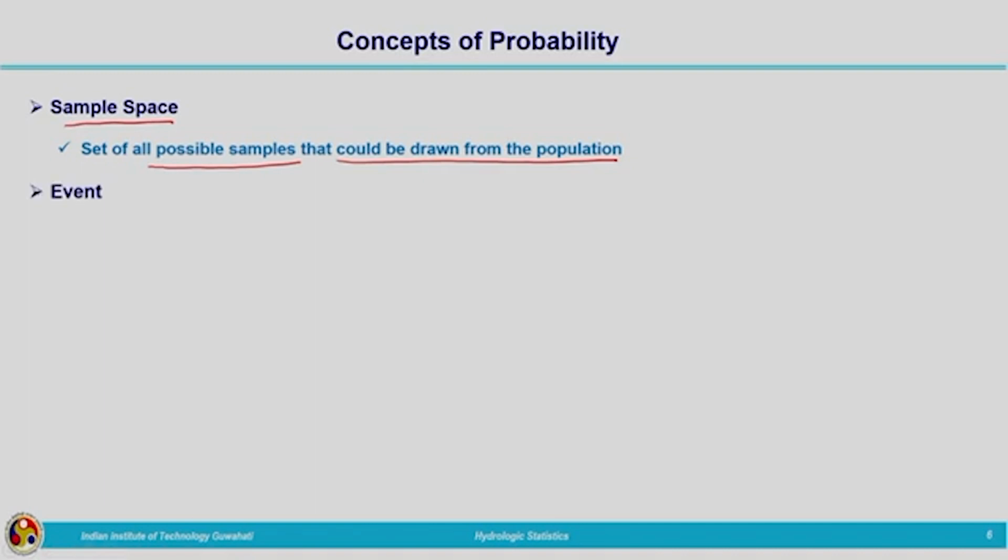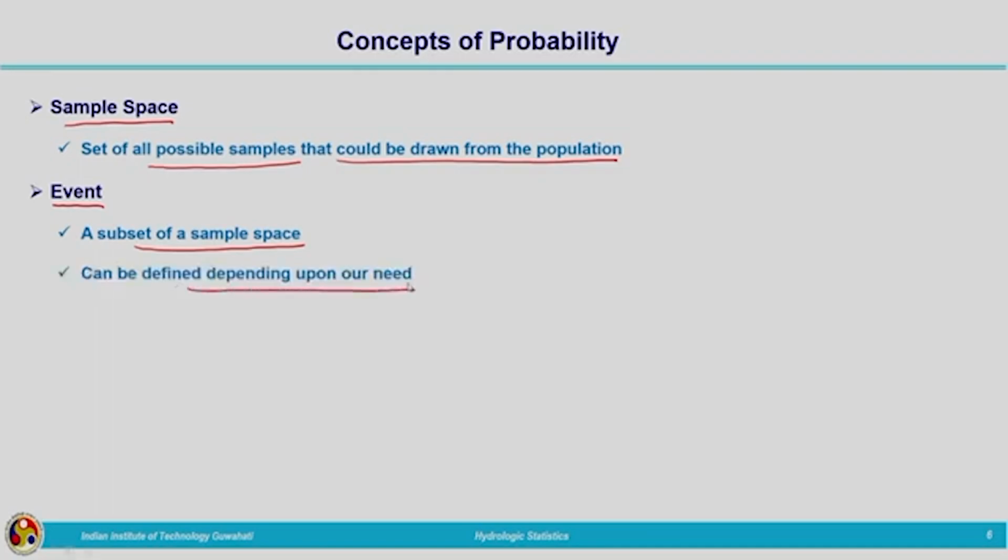Now the next term which we commonly use in this subject is event. Event is a subset of a sample space. It can be defined depending upon our requirement. For example, flood. We need to find out the probability of occurrence of a flood in the coming year. So the event is occurrence of flood. In the similar way, it can be occurrence of a drought. It can be occurrence of any other event. So depending on our requirement, we will be defining a particular event.